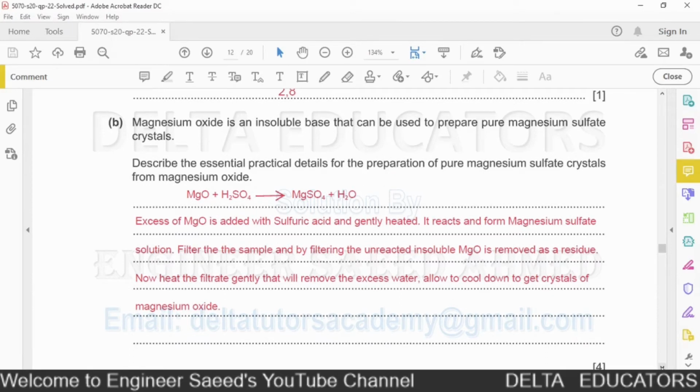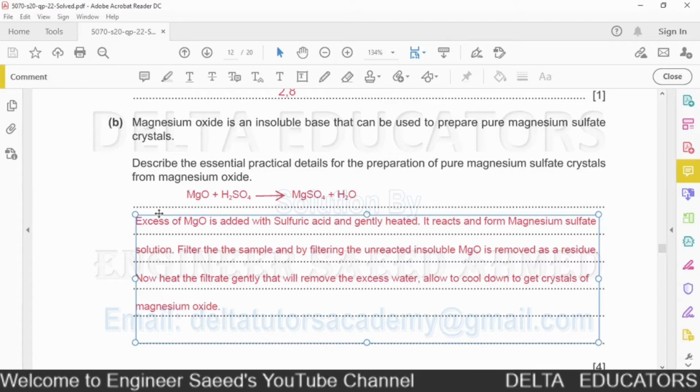Part B. Magnesium oxide is an insoluble base that can be used to prepare pure magnesium sulfate crystals. Describe the essential practical details for the preparation of pure magnesium sulfate crystals from magnesium oxide. We add excess magnesium oxide to sulfuric acid and gently heat it.